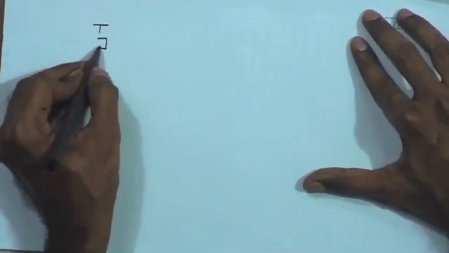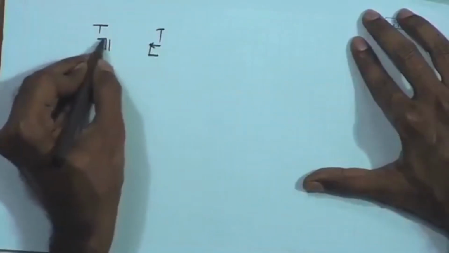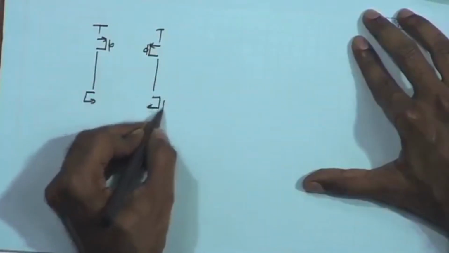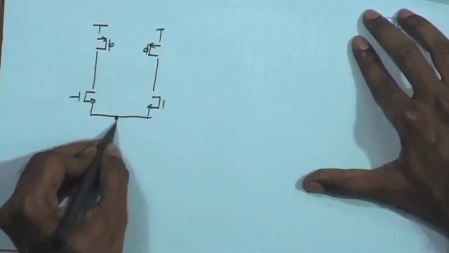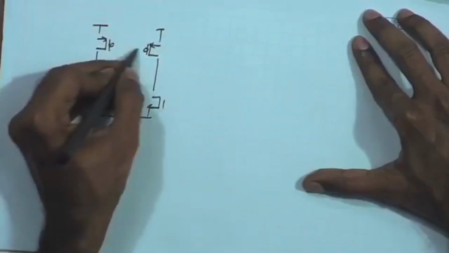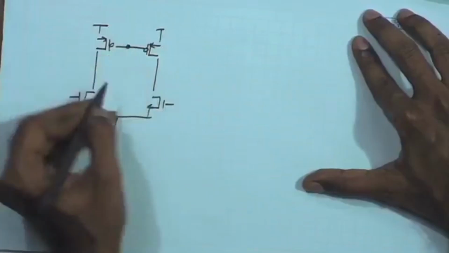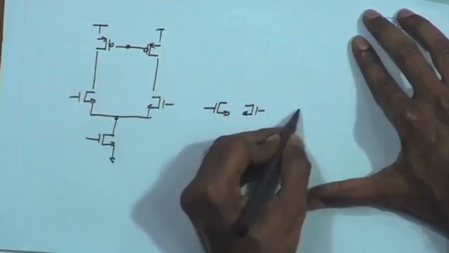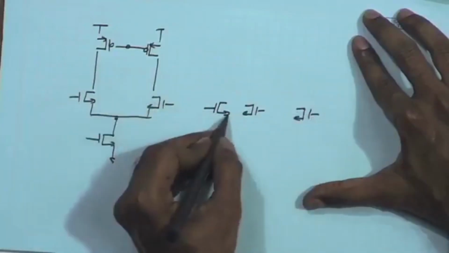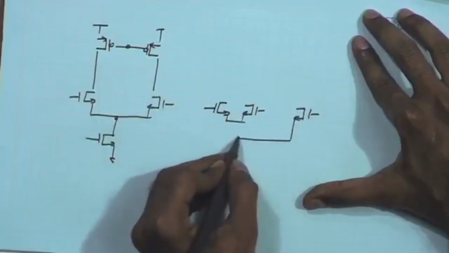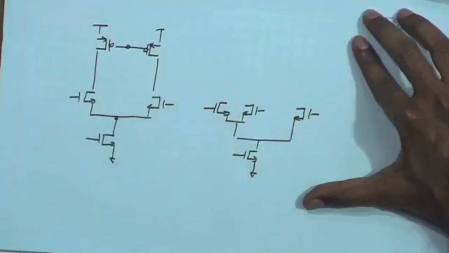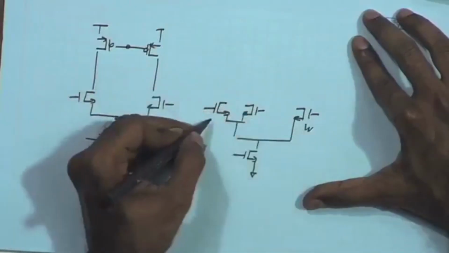Once again I will redraw the fully differential amplifier, and I will have a slightly modified version of our differential amplifier with current mirror load, where one of the input devices has been split into two. So, if this is W, each of these is W by 2.